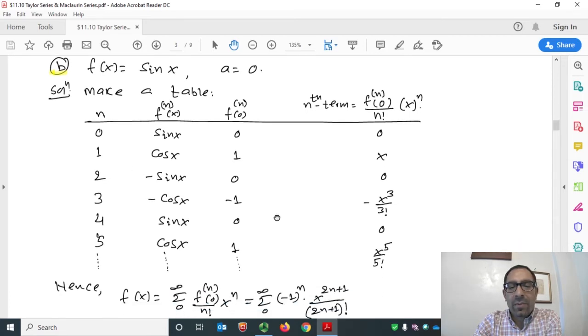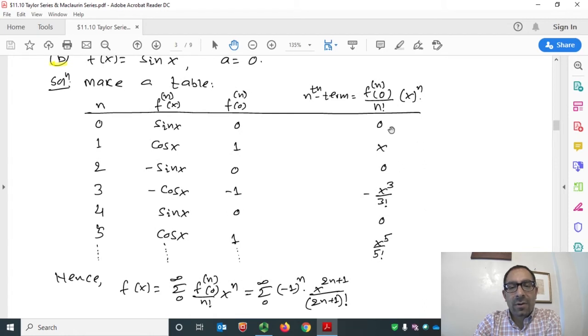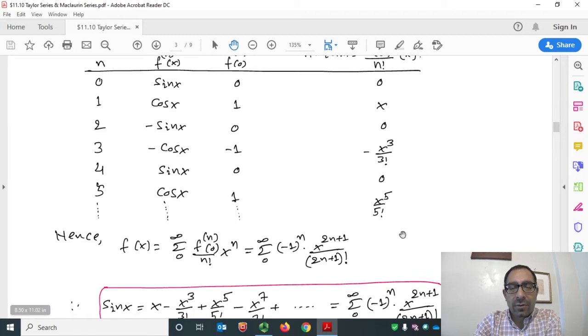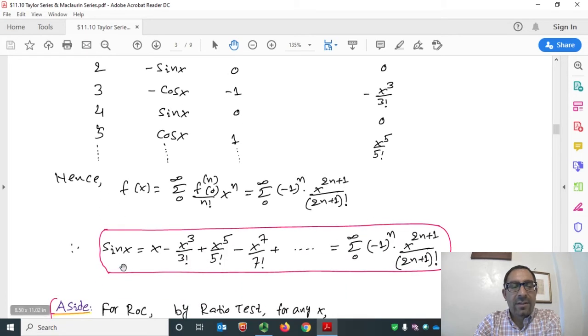Similarly, in the last column, all the even terms, meaning the zeroth, second and fourth terms, turn out to be 0, and only the odd terms remain. So in general, our nth term will be negative 1 to the power n times x to the power 2n plus 1 over (2n plus 1) factorial. Hence, the sine x Taylor series expansion about the origin is, in expanded form, x minus x cubed over 3 factorial plus x to the power 5 over 5 factorial minus x to the power 7 over 7 factorial plus dot dot dot, or in compact form, the summation with n running from 0 to infinity of negative 1 to the power n times x to the power 2n plus 1 over (2n plus 1) factorial.